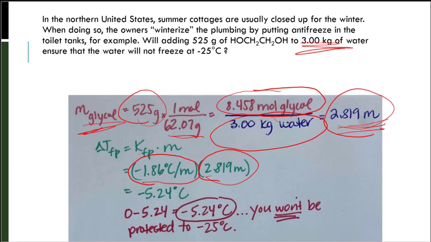Well, water normally freezes at 0. So with my freezing point depression at negative 5.24, that would be negative 5.24 degrees Celsius. That will not give you protection down to negative 25 degrees Celsius. So no, that would not work.